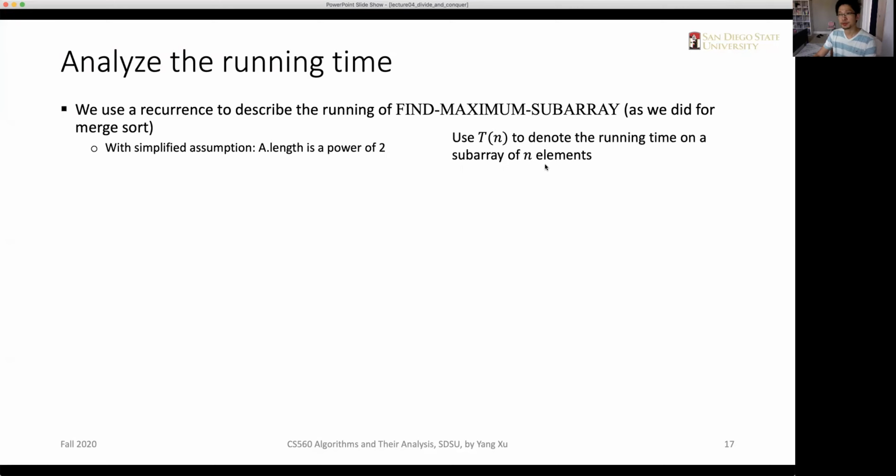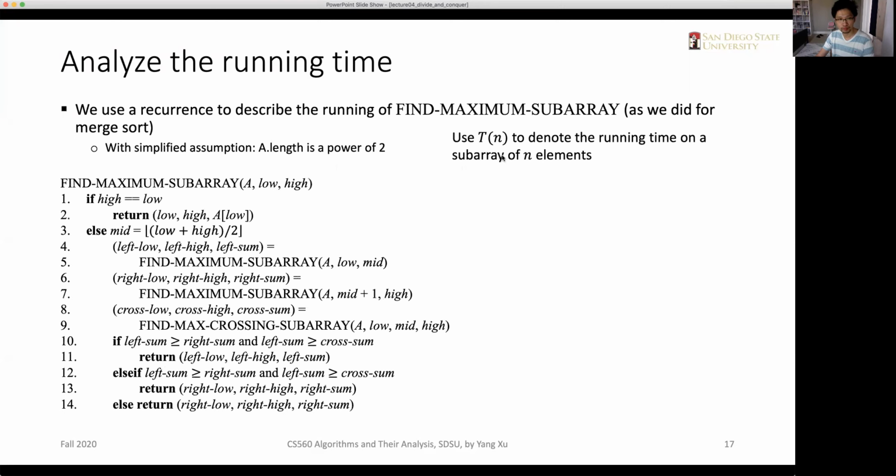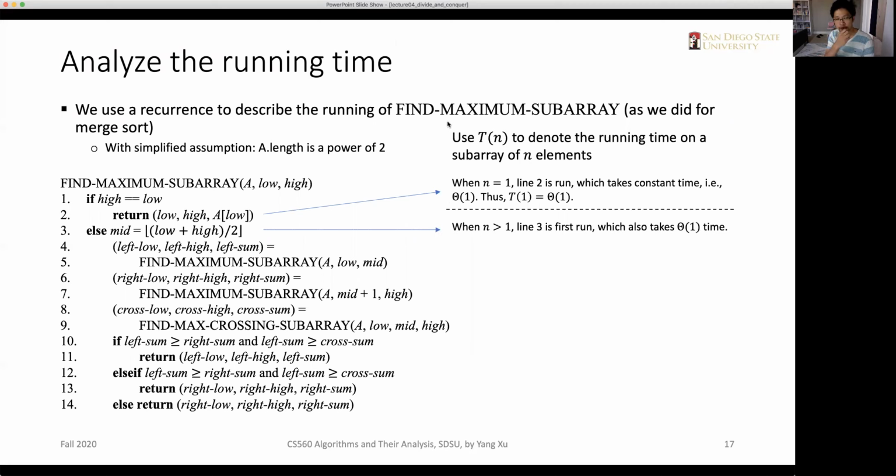So we use capital T of n to denote the running time on a subarray of n elements. Now let's look at the code again. The first line, the first if condition in which we have the smallest case, okay? The return will simply cost constant time. So that's big theta of 1. And next, the divide step also costs us constant time because it's just some simple numerical computation.